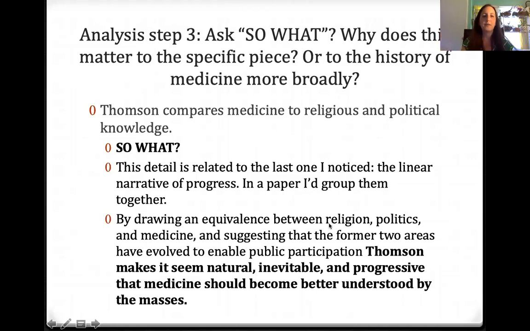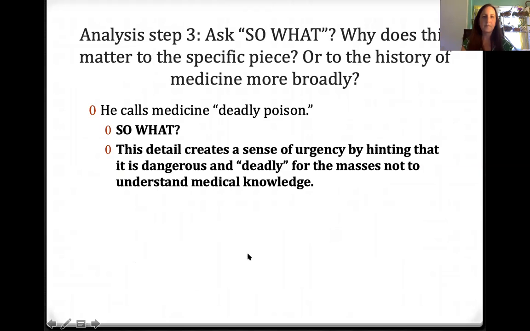So remember I said that we need an active verb. My active verb here is makes it seem natural. This is what he's trying to do, and how he does it is by drawing the equivalence. That's the detail from the text. He calls medicine deadly poison. So what? This detail creates a sense of urgency by hinting that it is dangerous and deadly for the masses not to understand medical knowledge.